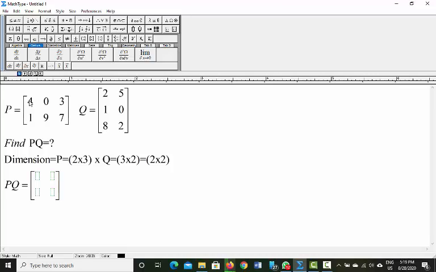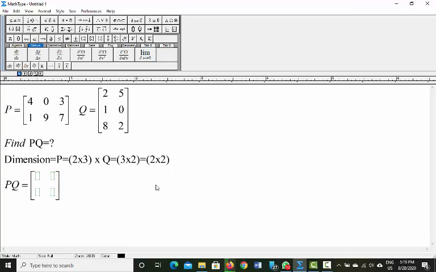Before you multiply, remember, we will take the first row of the first matrix first, and we will multiply it with the first column of the second matrix. I am saying again, we will multiply the first row of the first matrix with the first column of the second matrix.